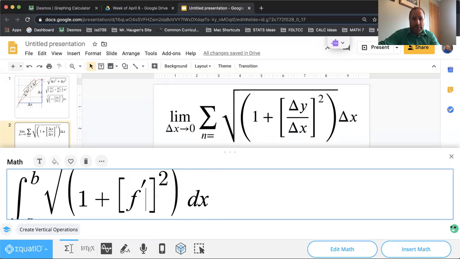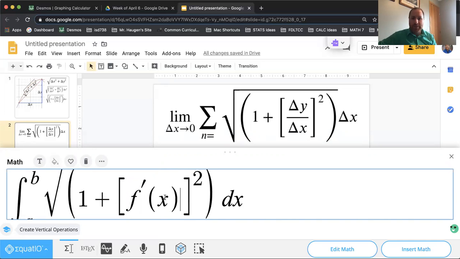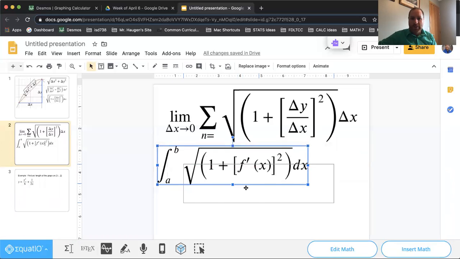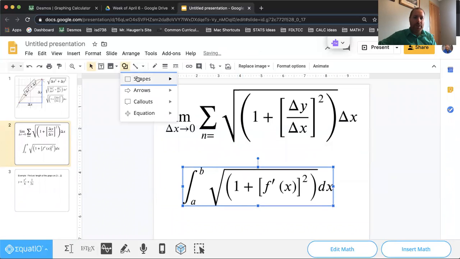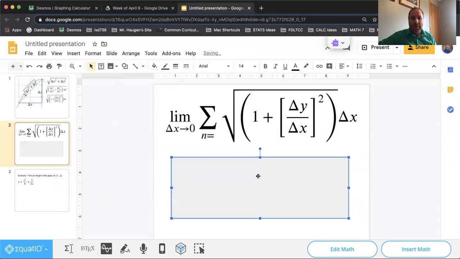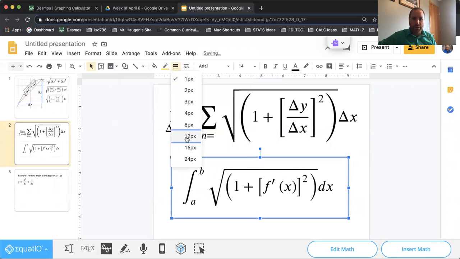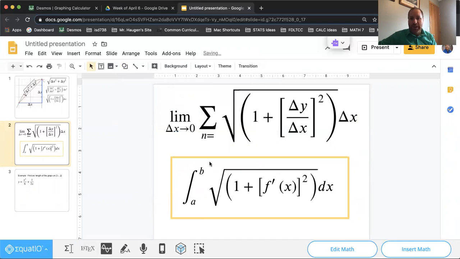F prime of x. So f prime of x squared kind of shows up in an integral, which is a little bit different, although we are taking the square root of it. So this here, that's the key piece for our arc length. So let's maybe make this thing in gold or something like that. We'll really outline it, nice and big. That's our key piece for finding arc length. That's the equation that we're going to use.